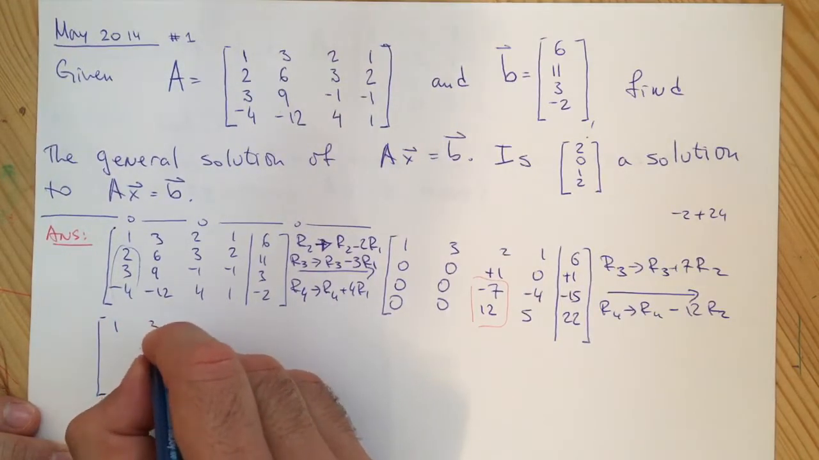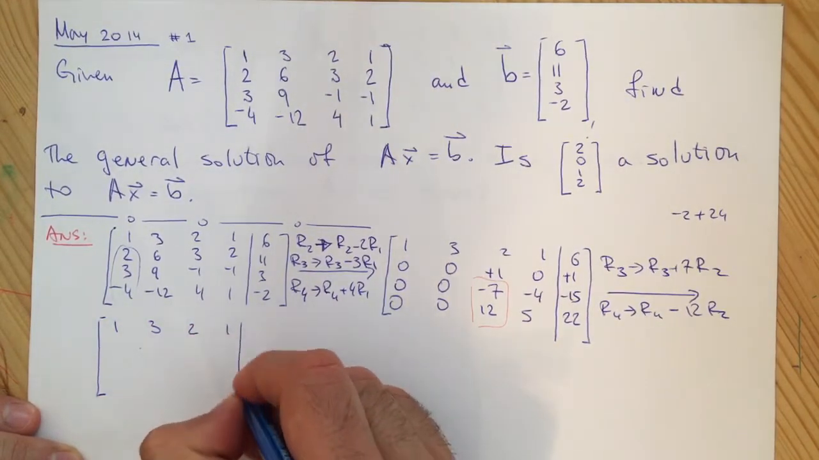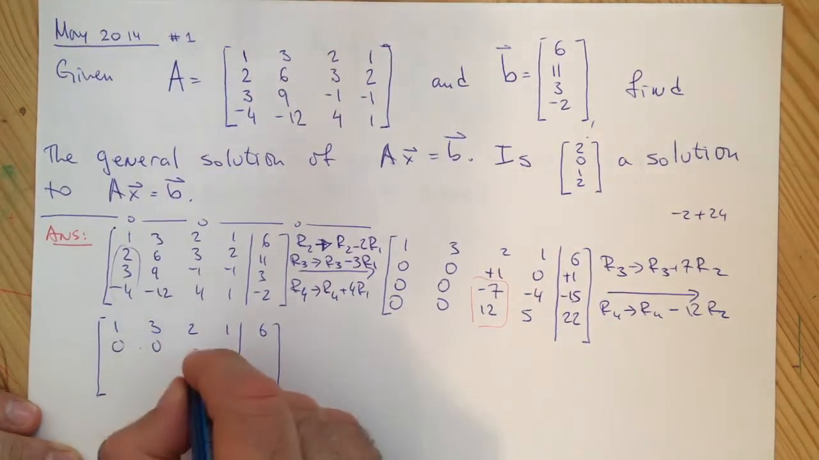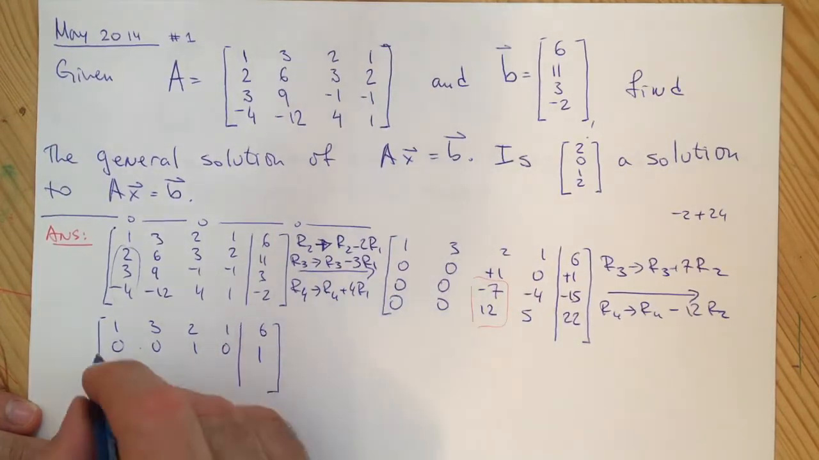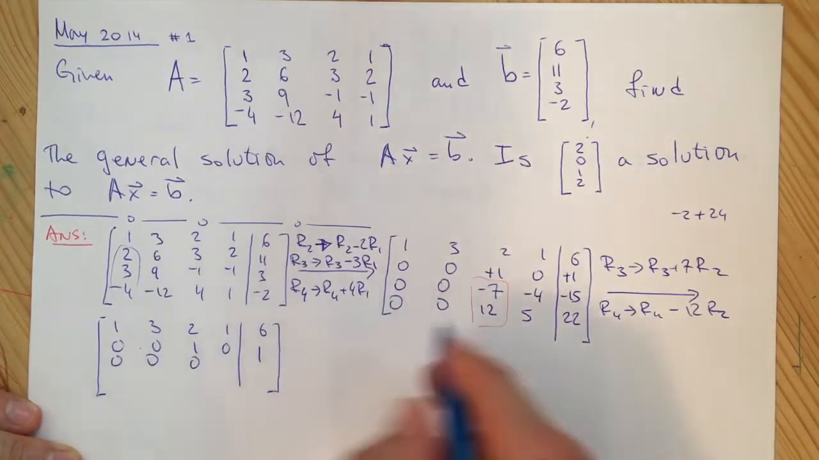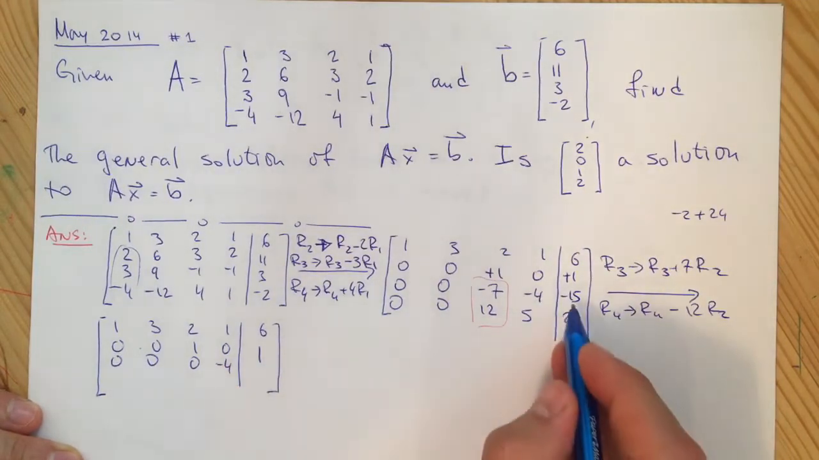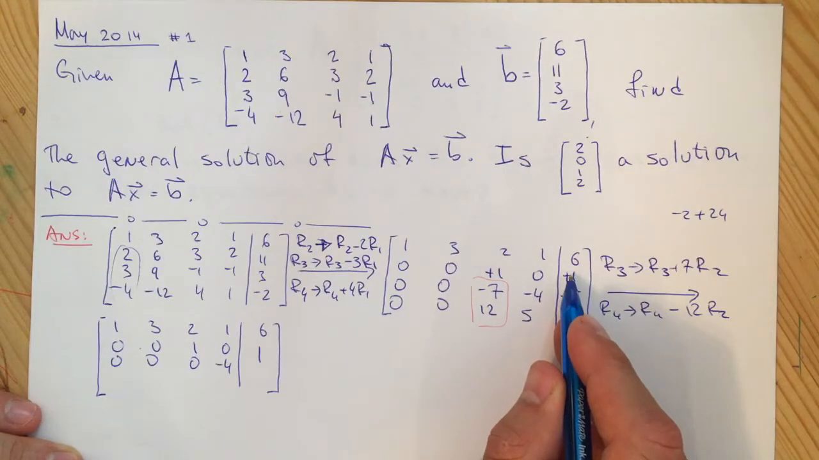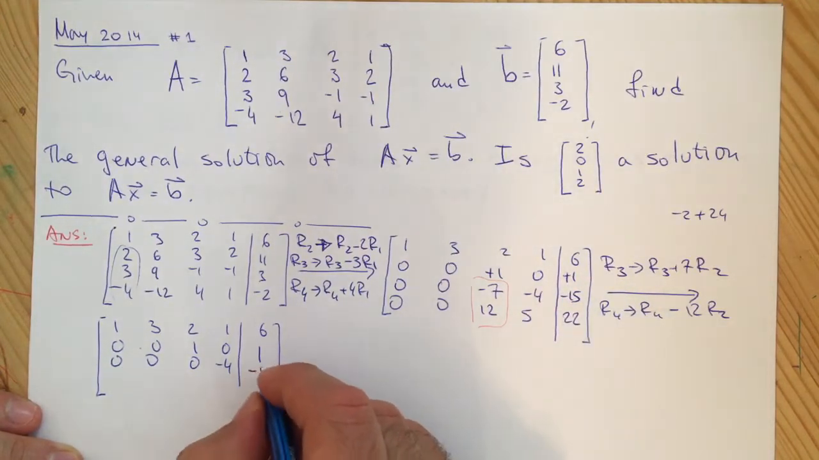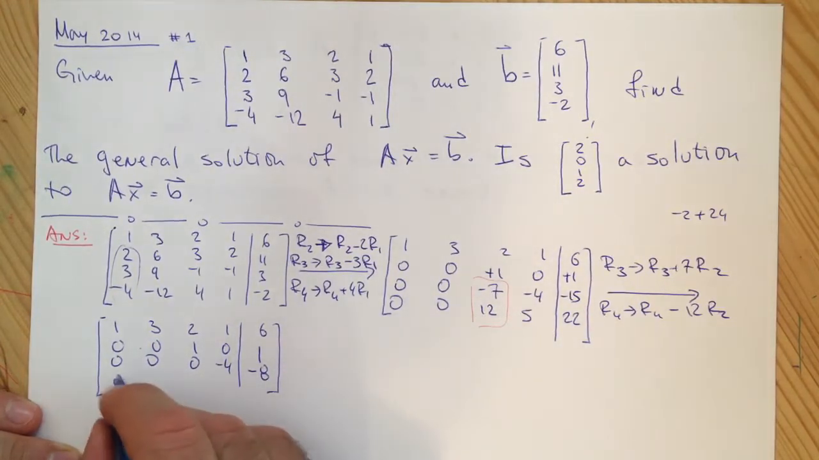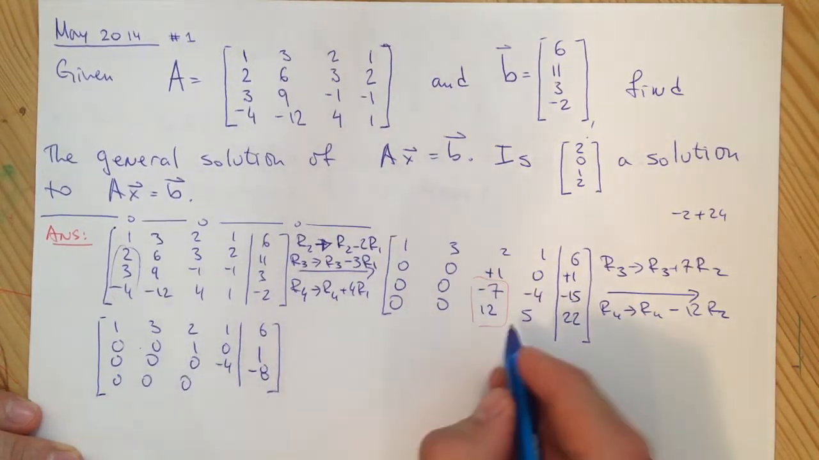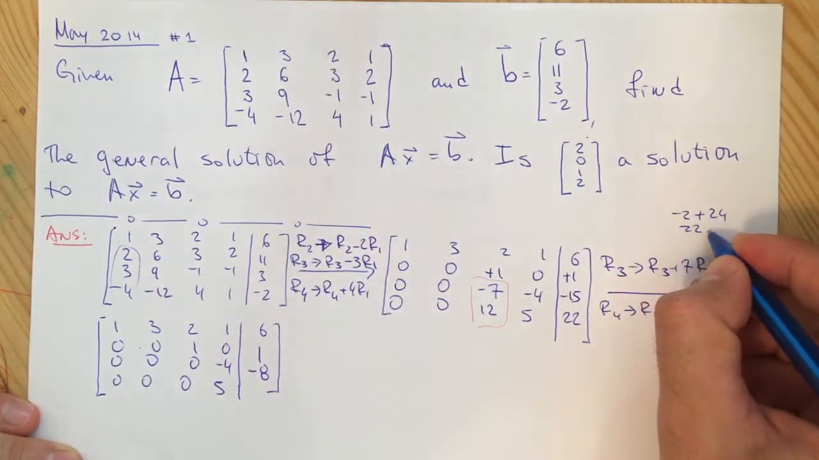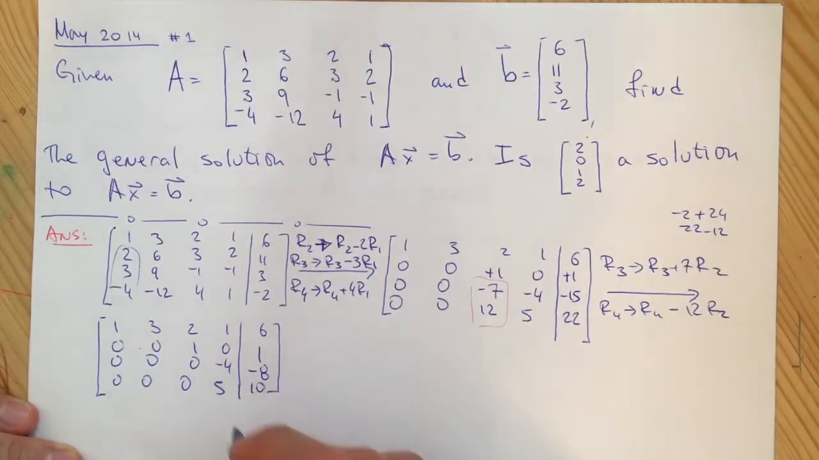So the first row is unperturbed. Zero, 0, 1, 0, 1, and then 0, 0, negative 7 plus 7 is 0, negative 4 plus 0 is negative 4, negative 15 plus 7 is negative 8. And now 0, 0, 12 minus 12 is 0, 5 minus 0 times 12 is 5, and finally 22 minus 12 is 10.